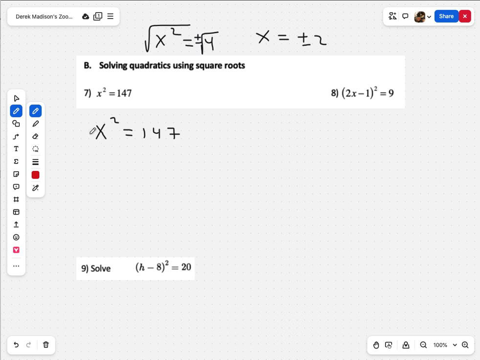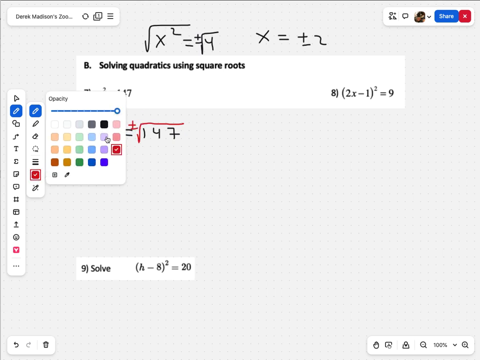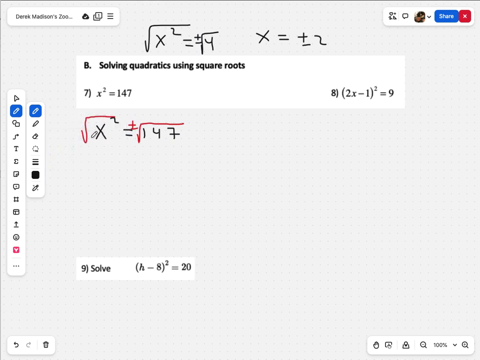So here I'll square root, and I'm using a square root to undo that square. So plus or minus there. So square root of x squared makes x. That's our reason for doing that. And then that's going to be plus or minus square root of 147.